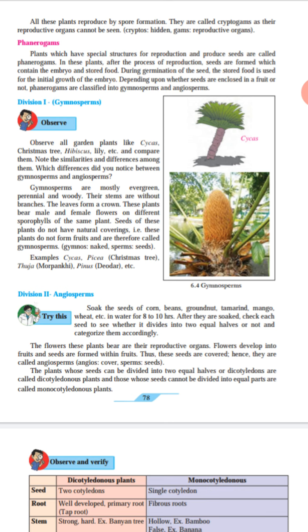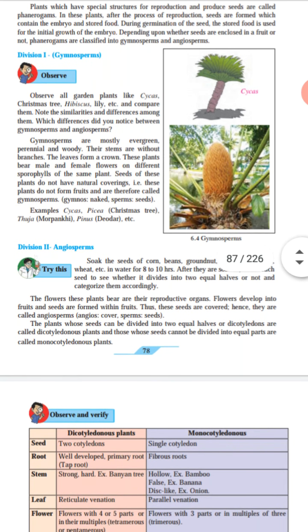And those whose seeds cannot be divided into two equal parts are called monocotyledonous plants.